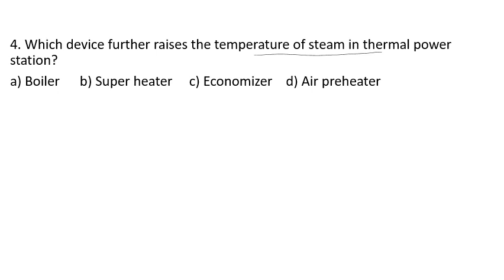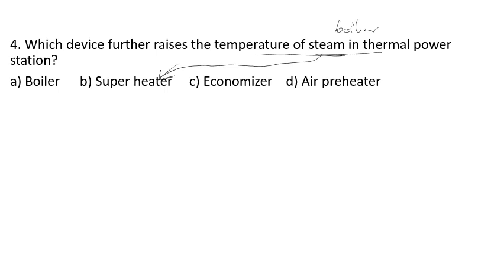Here the question is based on increasing the temperature of the steam at the power station. We know that steam which is coming from the boiler directly enters the superheater to raise the temperature. And at the superheater, the flue gases are absorbed and the flue gases directly enter the economizer and the air preheater. Already we have discussed these points in the first question based on the thermal block diagram.